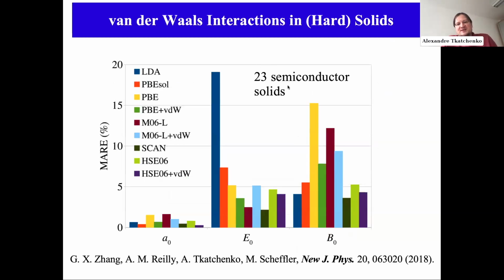In this case, this is the example of 23 semiconductor solids, where you can see that the inclusion of van der Waals interactions in the HSE functional in particular actually gives you results that improve on the parent functional always for the lattice constant, the cohesive energy, and the bulk modulus at the same time. And actually, this gives you results which are always much better than the PBEsol functional, for example, which is still widely used to describe solid properties.